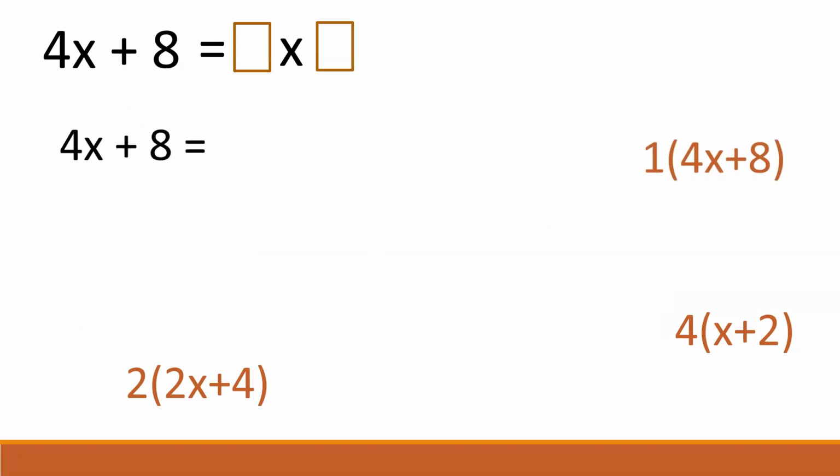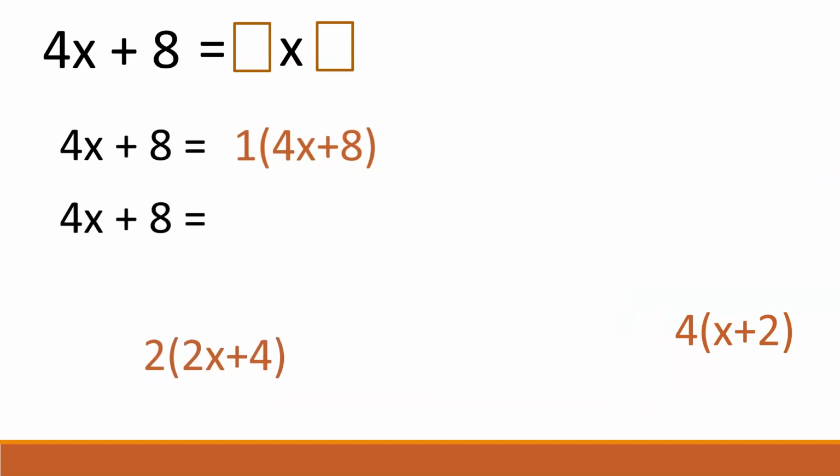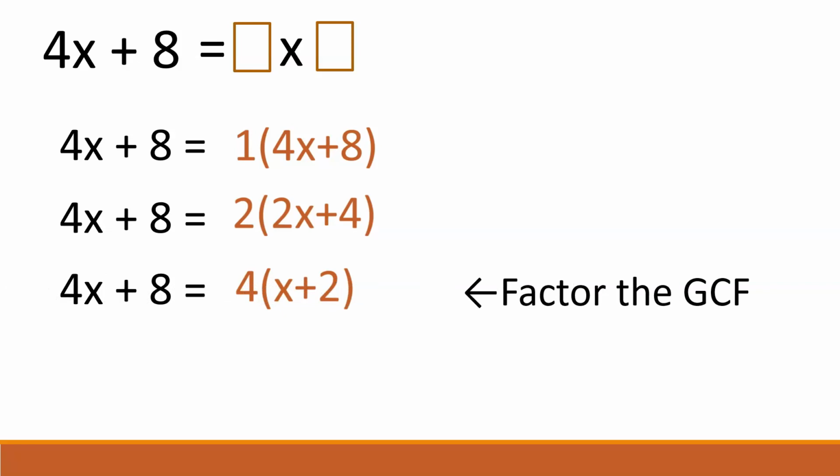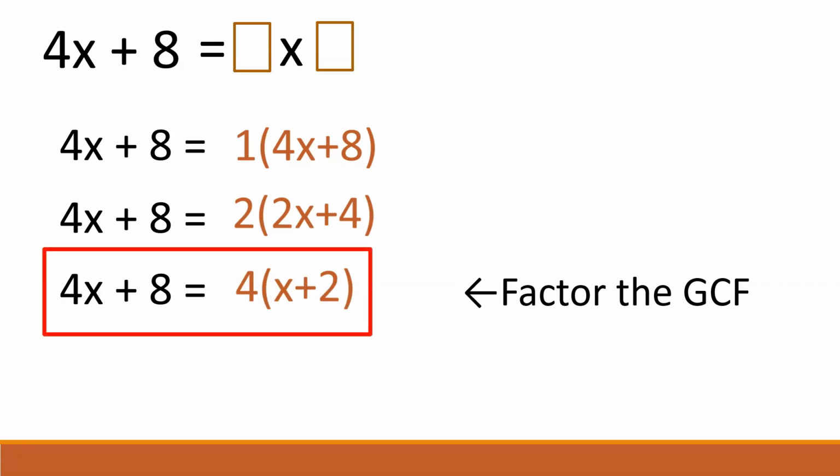While the expressions all are equivalent, if we're asked to factor the expression 4x plus 8, then it's the expression at the bottom, 4 times the quantity x plus 2, which we're going to consider the factored form of the original expression. That's because 4 is the greatest common factor of the two terms, 4x and 8.